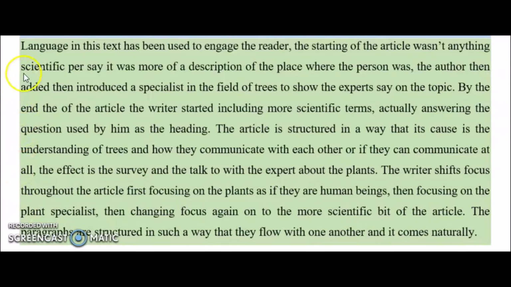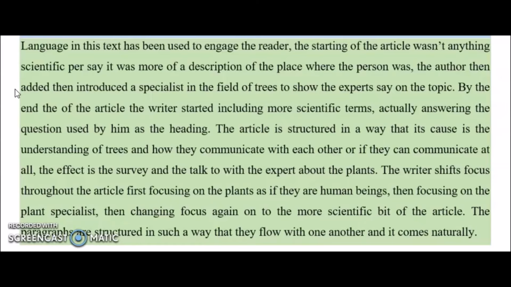Now the candidate's analysis shows that language in this text has been used to engage the reader. The starting of the article wasn't anything scientific per se, it was more of a description of the place where the person was. The author then introduced a specialist in the field of trees to show the experts' say on the topic. As I talked about earlier, a scientific article takes references and talks about experts' opinions. And here, in the beginning of the article, the writer was using descriptive language. And why? Only to grab readers' attention.